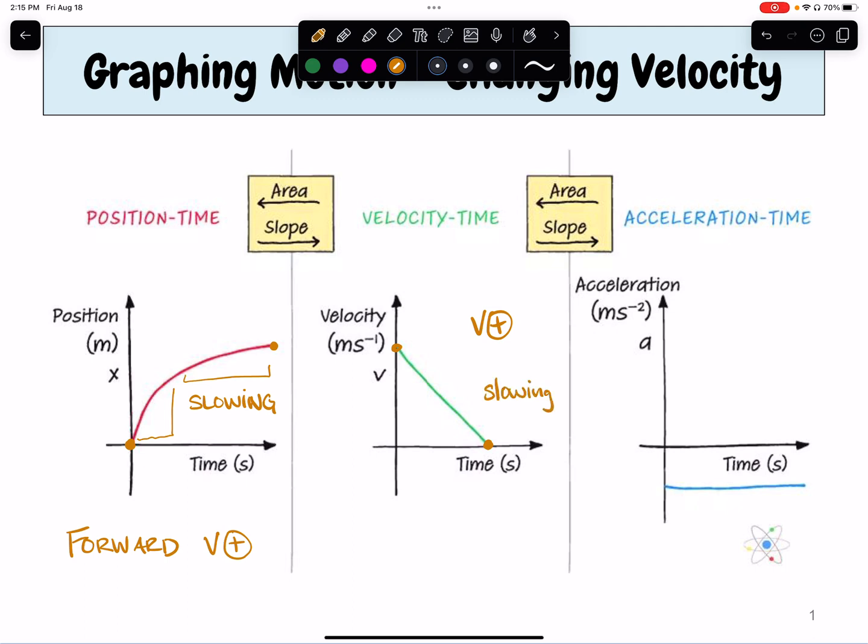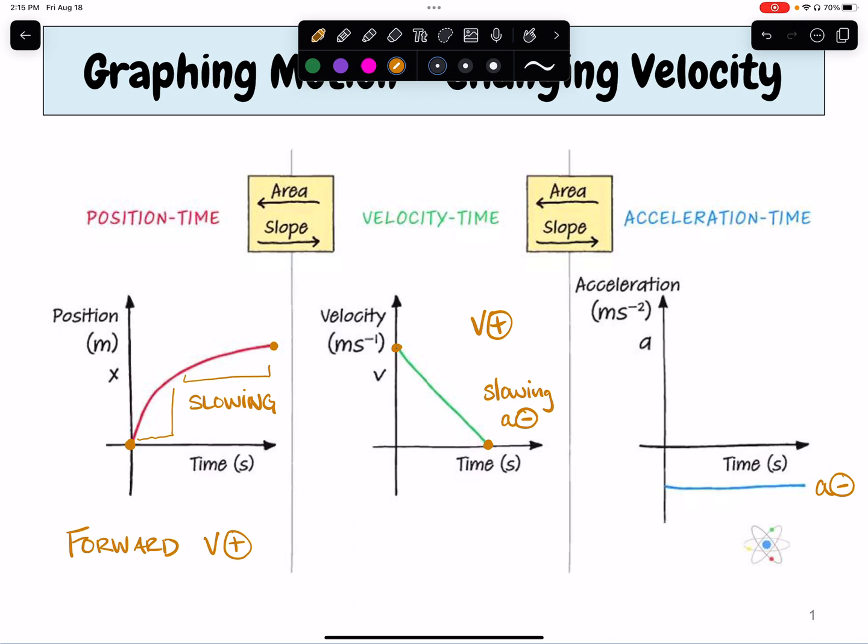If your velocity value is positive, but you're slowing, then my acceleration value has to be negative. They need to be working against each other. And if I look at my acceleration graph, that is the case. The acceleration value is negative. So these 3 graphs show us an object moving forward, but slowing down.